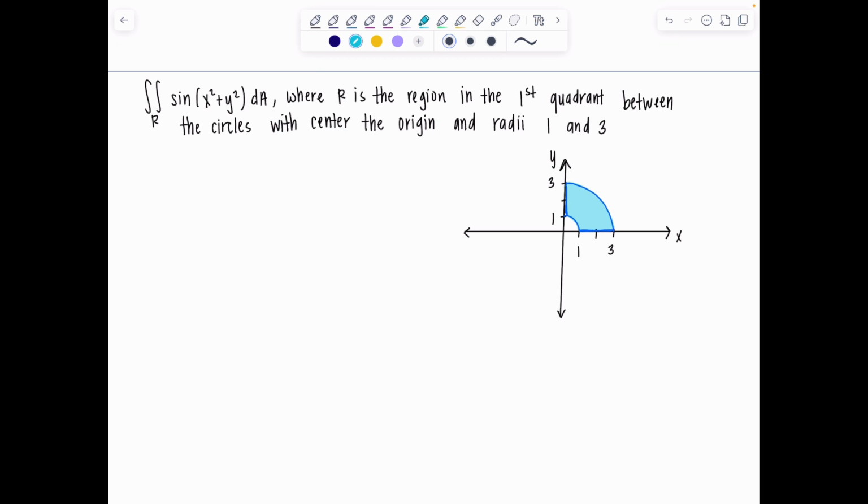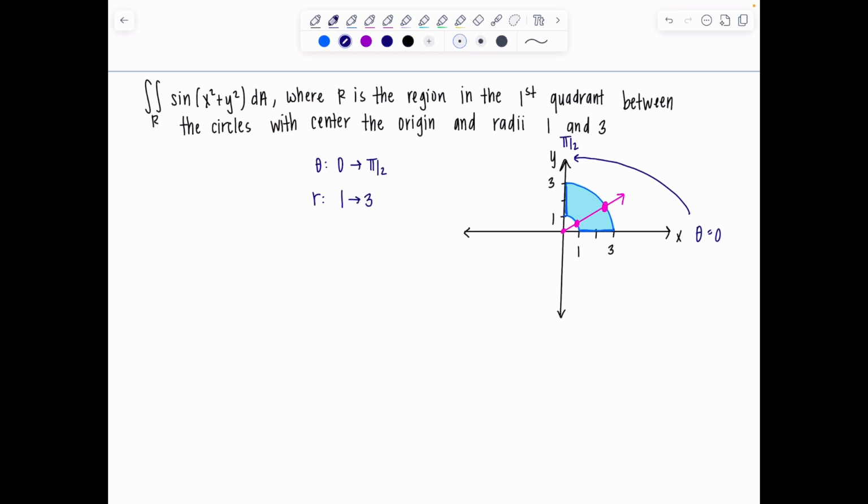So we need to figure out limits for theta and limits for r. Well, look here, theta goes from 0 all the way to the top, pi over 2, yes? So from 0 to pi over 2. And then what about the limits for r? Always start at the origin, draw a ray outward. This will be the lower bound where that ray enters the region R. This will be the upper bound where the ray exits the region R. So that goes from r equals 1 to 3.